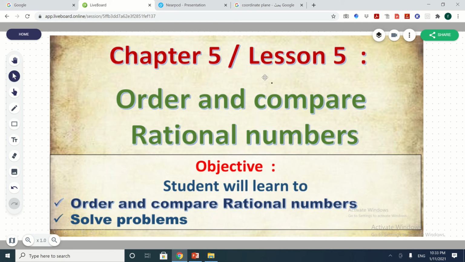اليوم راح أشرح الدرس الخامس من الوحدة الخامسة بعنوان Order and Compare Rational Numbers، معناته ترتيب ومقارنة الأعداد النسبية. هدفنا أن نرتب ونقارن هذه الأعداد. Our objective is to order and compare rational numbers.